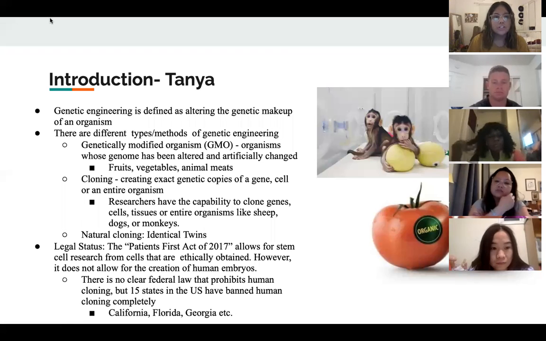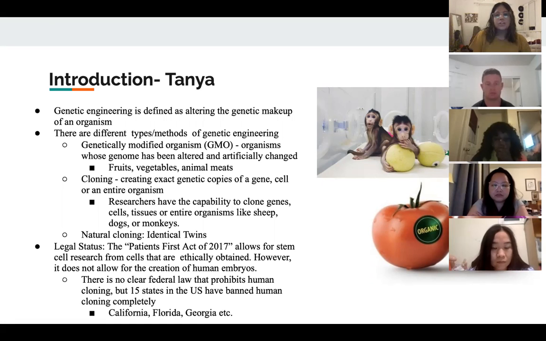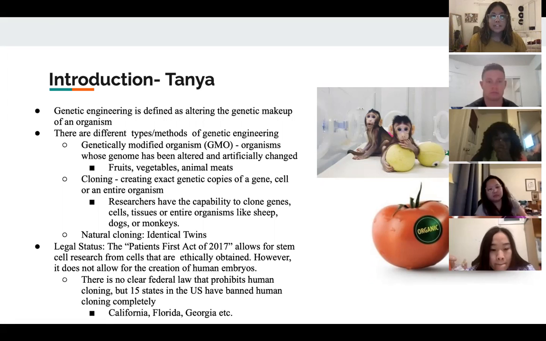So just to start on the topic, genetic engineering is defined as the altering of the genetic makeup of an organism. There are many different forms of genetic engineering. There are genetically modified organisms, also known as GMO, where their genome has been altered and artificially changed. Some examples of GMO organisms are fruits, vegetables, animals, and meats.